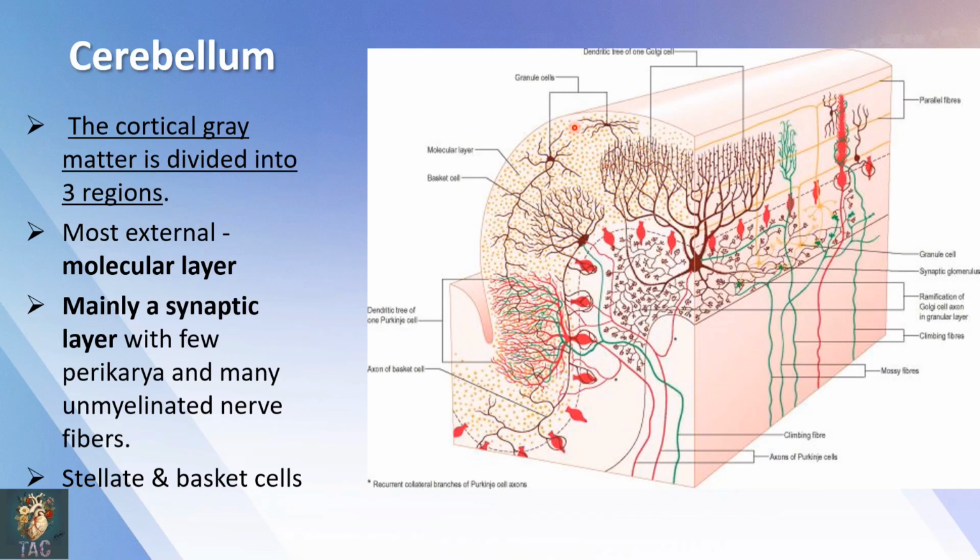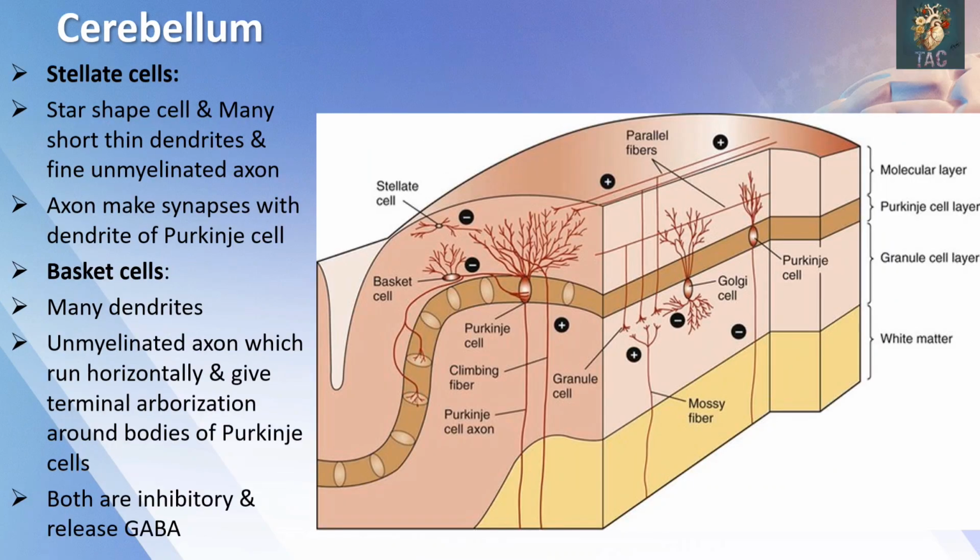A little bit about its histology. The cortical gray matter is divided into three parts: the outer molecular layer, then the Purkinje cell layer, and then the granular layer. The most external molecular layer is mainly a synaptic layer with few perikarya and many unmyelinated nerve fibers. The cells present in this outer molecular layer are the basket cells and the stellate cells.